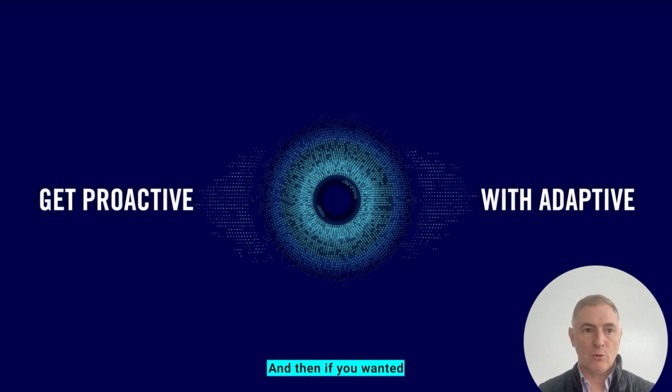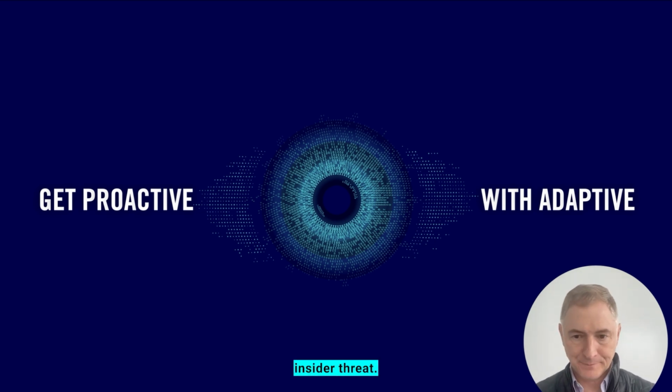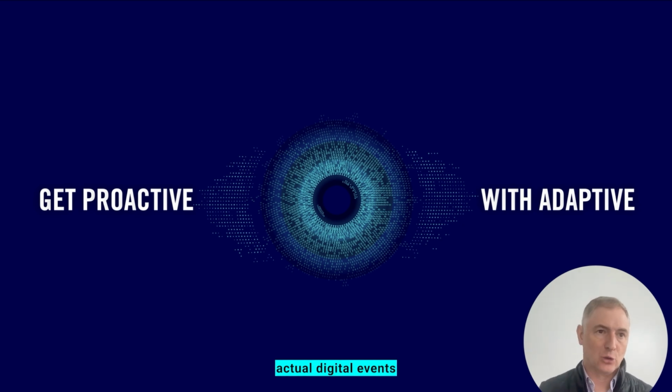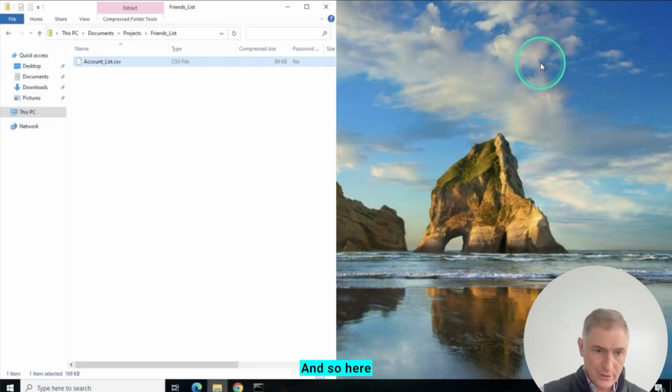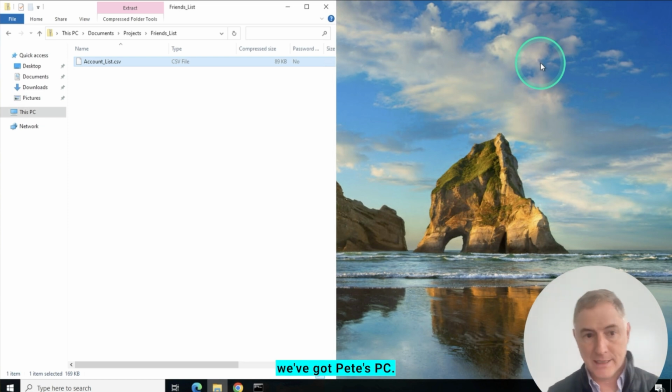And then if you wanted to really get ahead of that insider threat, the last piece is, let's get proactive with Adaptive. Nuix also has Adaptive Security. It is an endpoint digital behaviors capability that can be deployed. It tracks all of the actual digital events that are taking place: USB events, print events, and it captures screenshots, keystrokes, etc., all in a really easy, customizable fashion such that you get a tremendous lens into what's happening. And so here we've got Pete's PC.